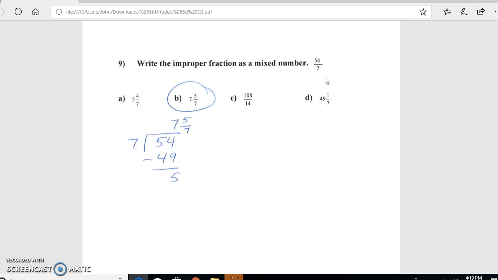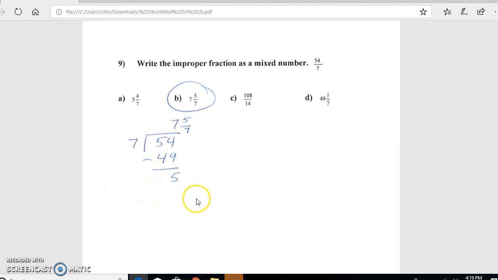If you entered in 54, hit the fraction key, and then 7, you entered this in as a fraction, and then you hit the equal key, it would automatically change it to a mixed number, and the mixed number would be 7 5/7. I've done it here by hand.